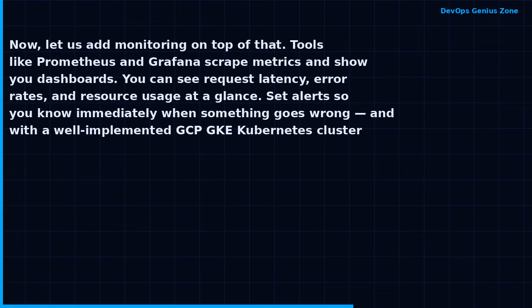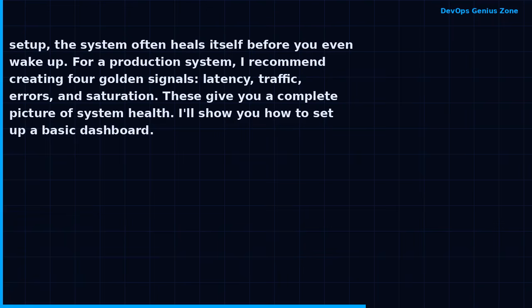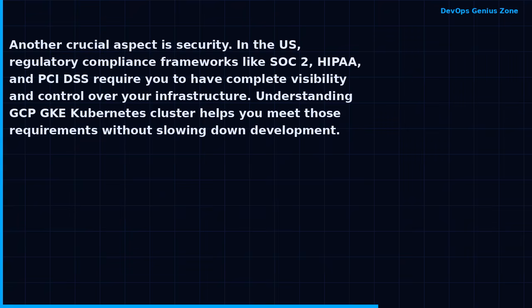Now, let us add monitoring on top of that. Tools like Prometheus and Grafana scrape metrics and show you dashboards. You can see request latency, error rates, and resource usage at a glance. Set alerts so you know immediately when something goes wrong, and with a well-implemented GCP GKE Kubernetes cluster setup, the system often heals itself before you even wake up. For a production system, I recommend creating 4 golden signals: latency, traffic, errors, and saturation. These give you a complete picture of system health. I'll show you how to set up a basic dashboard.